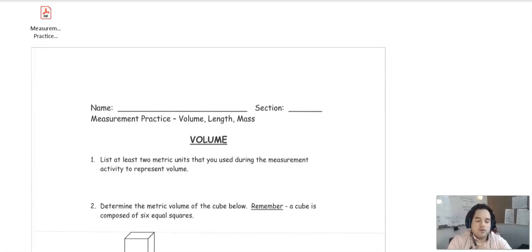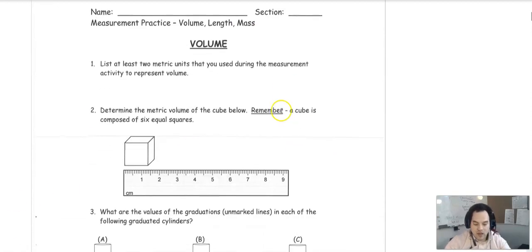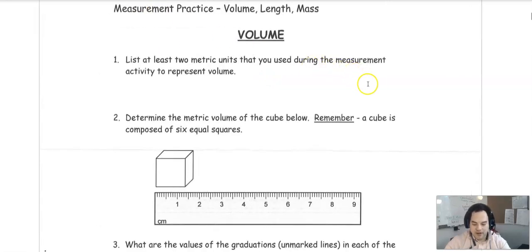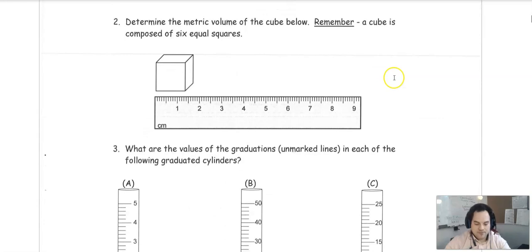Alright everybody, I wanted to take some time to go over the measurement practice pages so that there's no confusion, and probably teach you a little bit about measurement as well. So, let's go ahead and jump in. Oh, I figured out how to zoom in. There's a button I have to push, so that helps.